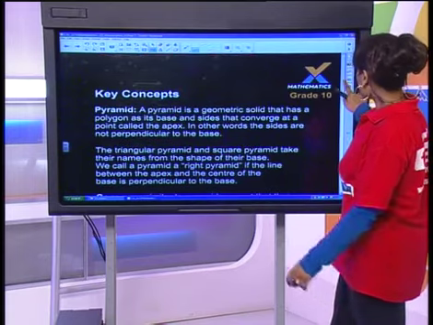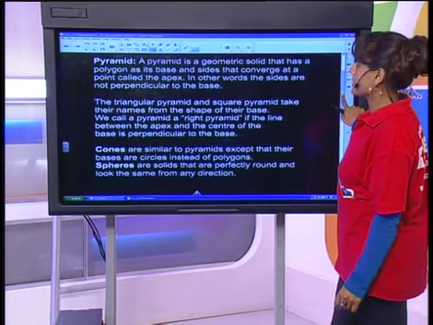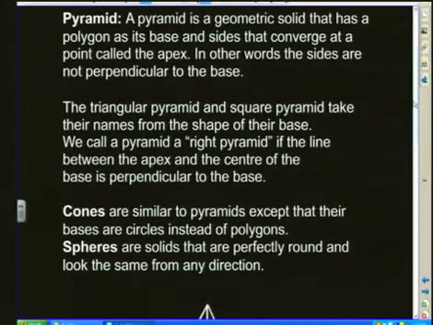Some of the key concepts we'll be looking at today, and some of the definitions that you guys need to know. A pyramid is a geometric solid, similar to the one we saw, and it has a polygon as its base and sides that converge at a point called the apex. The apex is where all the sides come together. So what that means is that the sides themselves are not perpendicular to the base.